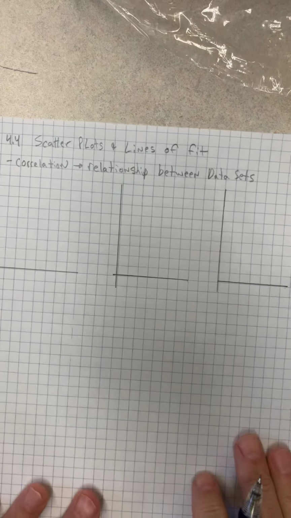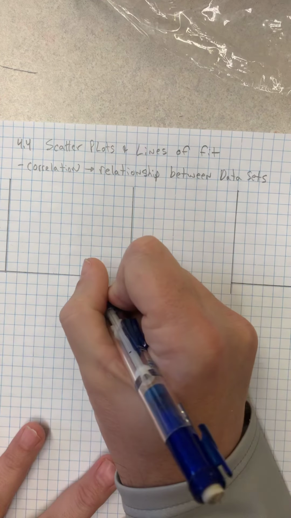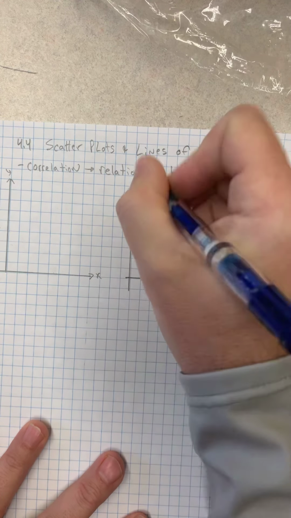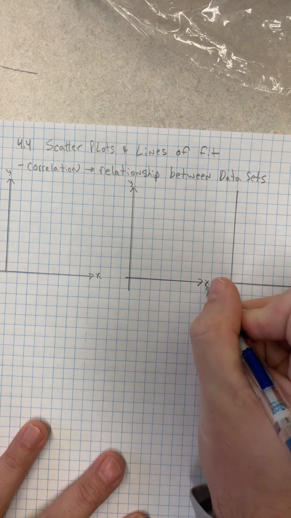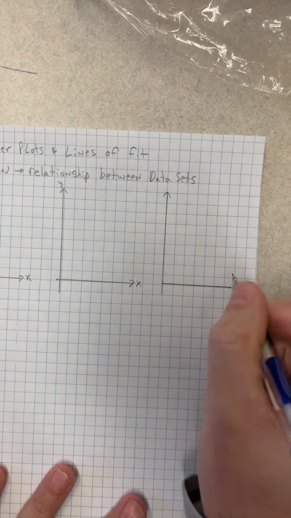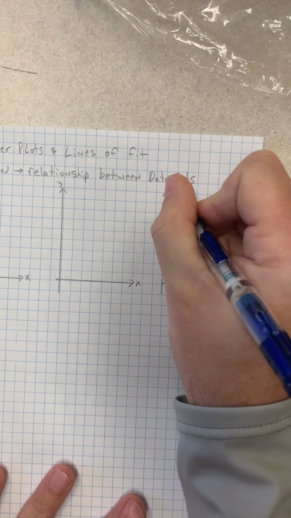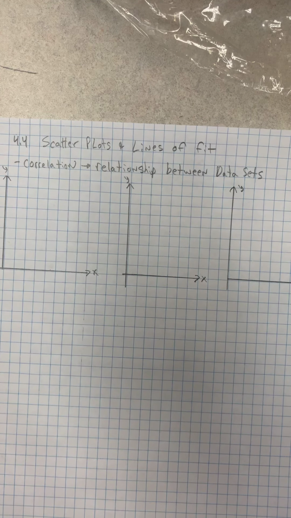So here's what I have. I'm going to label them all. And I'm just going with first quadrant. We can certainly get data that goes into all four quadrants. But as far as looking at correlation, first quadrant will do us just fine today.